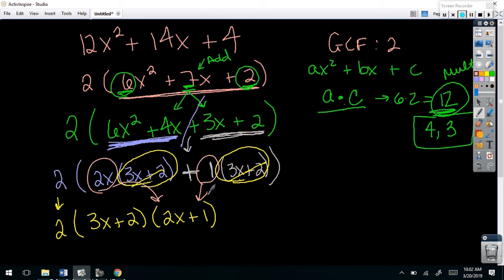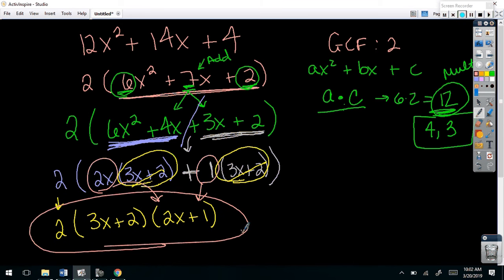Now, if I wanted to check that, it's a FOIL problem, right? But do you see how we went backwards on it? Here is what we started with before, and then we would go to this, and then we would come to this. I just did it in the backwards way. Okay?